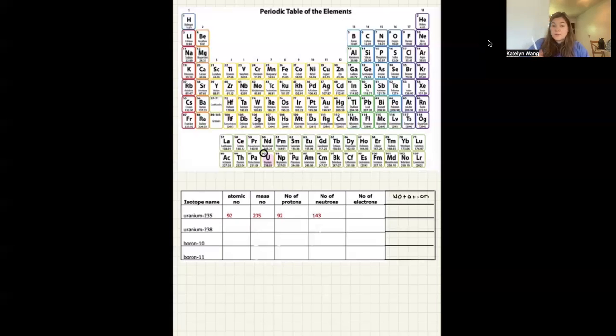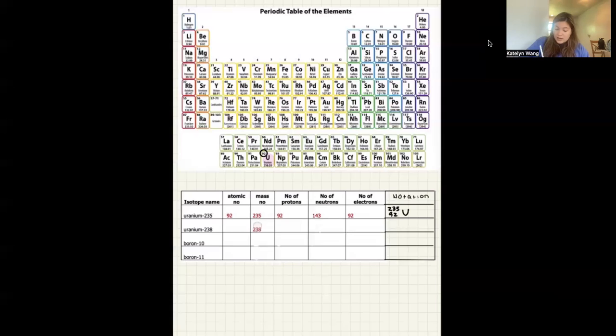And then finally, number of electrons. Remember, this is not a charged atom, so the number of protons and the number of electrons must be equal, which means that this is also 92. Then notation-wise, remember, it is mass number, which over here says it's 235, over atomic number, which is 92, and then your element symbol. So 235 over 92, uranium, U. That's your isotope notation.